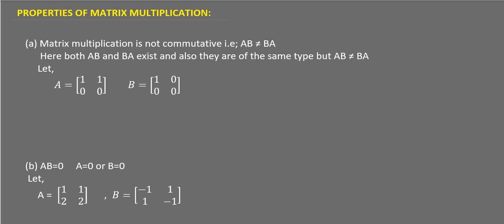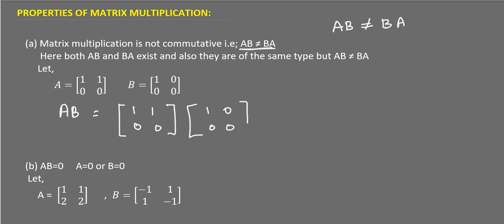Multiplication. Matrix multiplication is not commutative. The product of AB will not be equal to BA. Here I take the product of A and B. A is a matrix and B is another matrix. The product AB will be equal to [1, 1; 0, 0] into the B matrix [1, 0; 0, 0]. Now I multiply the first row and the first column. So the element will be 1 into 1 is 1 plus 1 into 0 will give me 0.